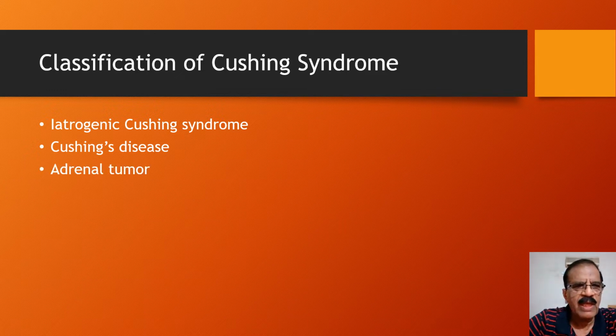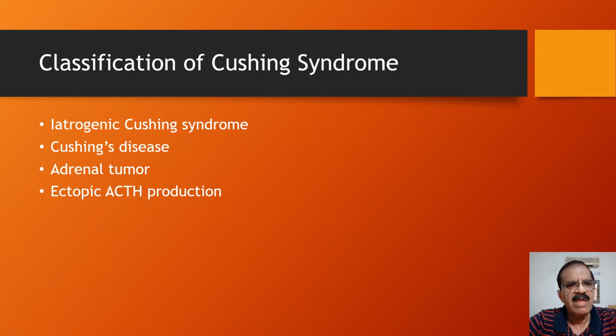Adrenal tumors are also likely. If one or both adrenals develop a tumor, and if the tumor is functional, it would produce an excessive amount of glucocorticoids, and that would also result in Cushing syndrome. Occasionally, a malignant tumor anywhere in the body, typically carcinoma bronchus, but theoretically any malignancy, may have the ability to produce ACTH in extremely large quantities and stimulate normal adrenals, resulting in production of corticosteroids in very large quantities, causing Cushing syndrome.